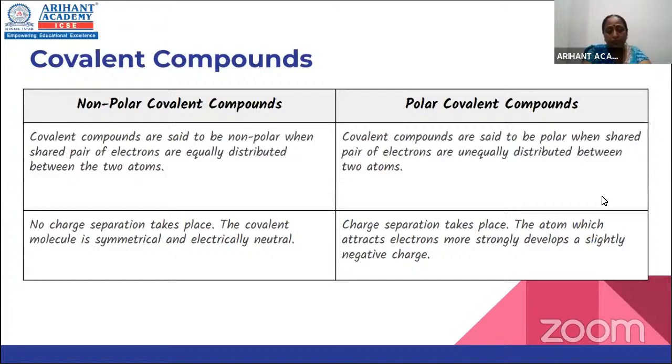Let's go to understanding non-polar covalent compounds and polar covalent compounds. Now, this is a slightly tricky area. Covalent compounds are said to be non-polar when there is equal distribution on all sides. If there are 2 atoms, equal distribution of electrons between 2 atoms. Sometimes I have seen maybe 5 atoms involved, and yet there is equal distribution on all sides. But if there is some inequality, then it can result in the formation of polar covalent compounds.